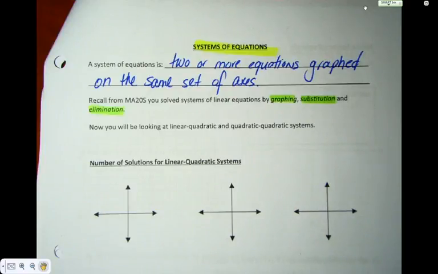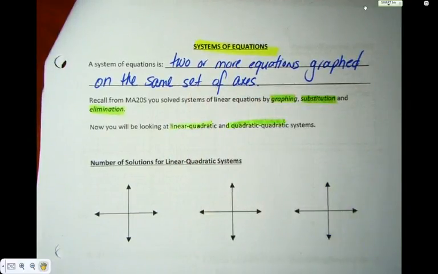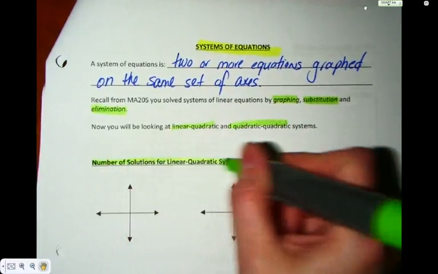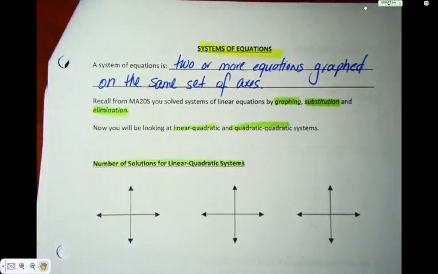Where we're going with this is, you did linear systems because you were all about lines, but guess what we're all about now this year? So we're going to do linear quadratic and quadratic quadratic. We're going to look at the number of solutions for a linear quadratic system and the number of solutions for a quadratic quadratic system.